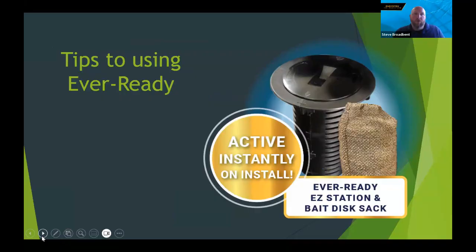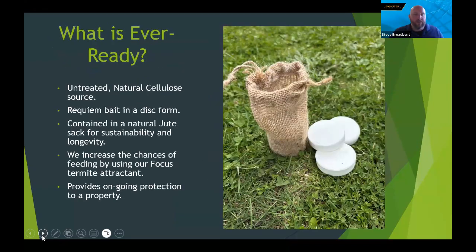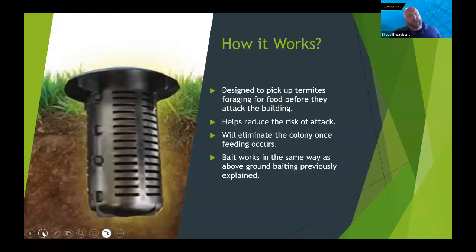All right. Moving on to our EVER-READY system. So what is EVER-READY? It's an untreated natural source of cellulose. Okay, it's the same REQUIEM bait that we use in our above ground stations, just dried and made into a disc form, as you can see there. Those discs are then held in a Hessian bag, allowing access to that bait from all angles from within the station. The system provides ongoing protection to a property, either as a preventative measure or in conjunction with above ground baiting.